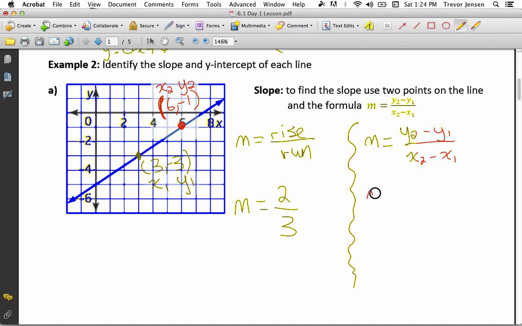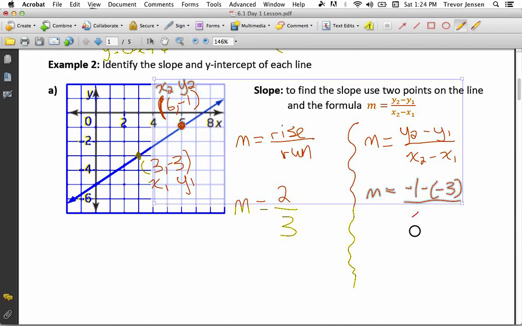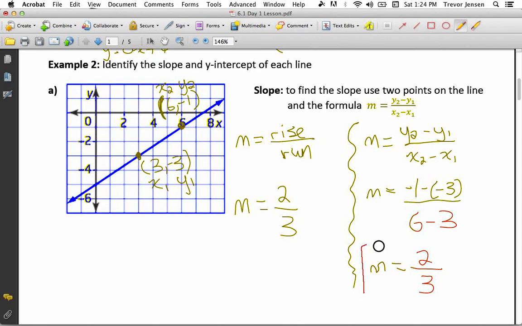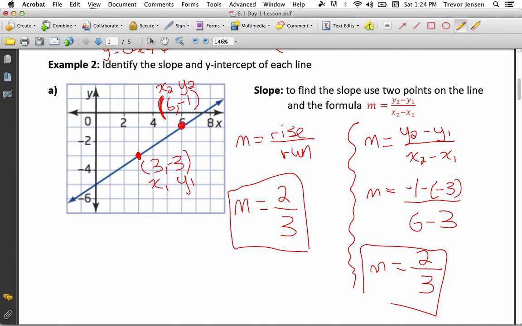Plug the information into my formula. So y2 minus y1 is negative 1 minus negative 3, divided by x2 minus x1, my change in x coordinates. I'm going to have 6 minus 3. And then simplify this. Negative 1 minus negative 3 means negative 1 plus 3, which is 2. 6 minus, what was that number here? That's my x1 value, which is 3. So that's supposed to say 3. 6 minus 3 is 3. So I get a slope of 2 over 3, which is exactly the same as the slope I got when I used rise over run.